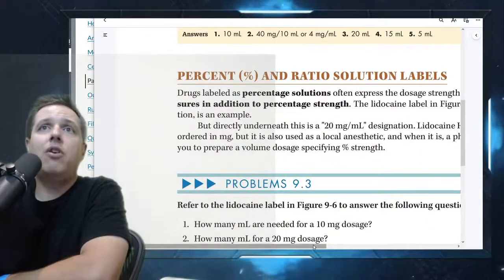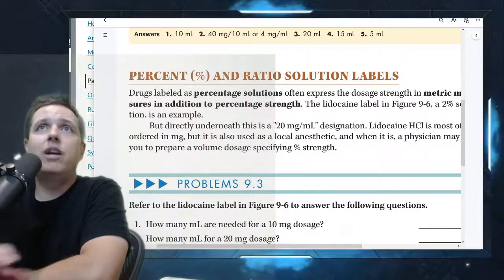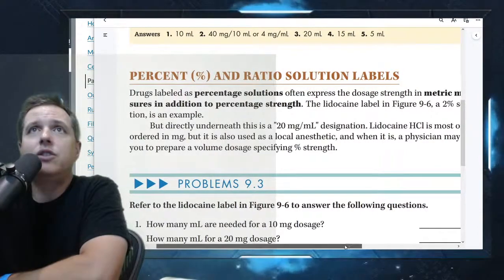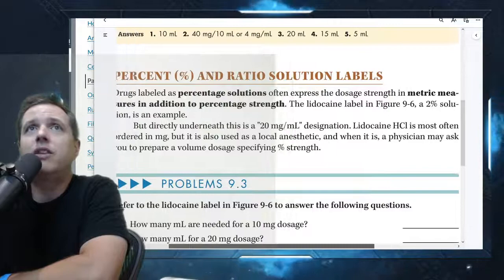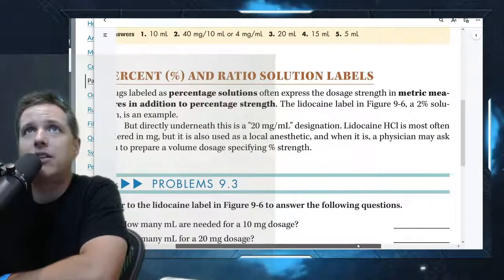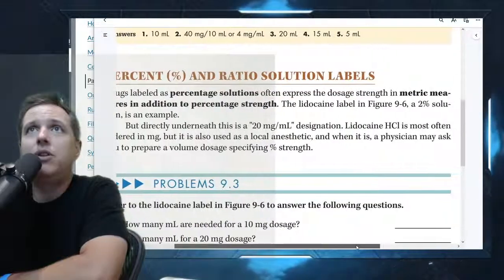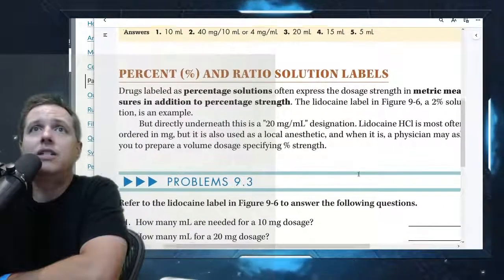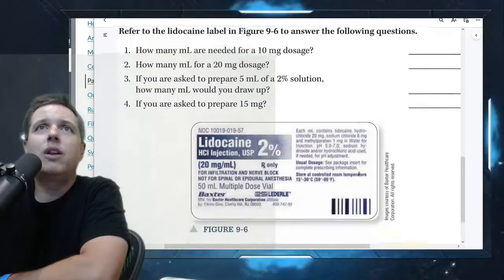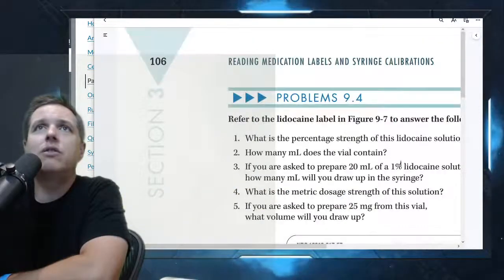Okay, then we have our percent and ratio solution labels. Drugs labeled as percent solutions often express the dosage strength in metric measurements in addition to percentage strength. The lidocaine label below, a 2% solution, is an example. Let's see. I think that's not the one I wanted to show you. I think there's another one we can talk about.